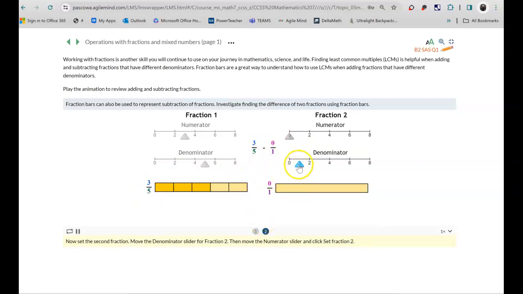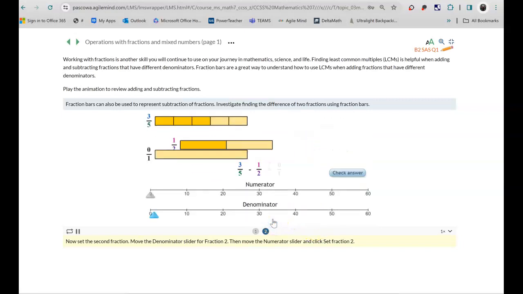Now I'm going to set my second fraction. I'm going to go 1, 2. So 2 for my denominator. And how about 1/2? Okay, so my second fraction is set. Now I'm going to find the difference.